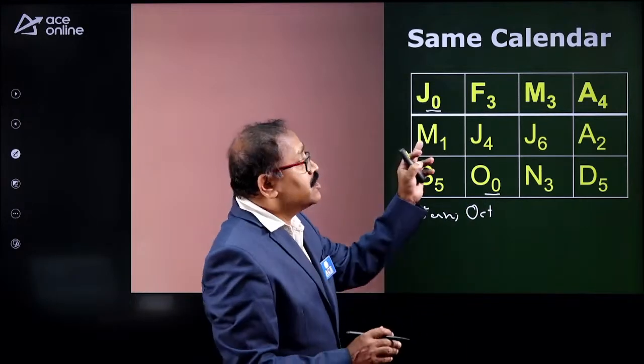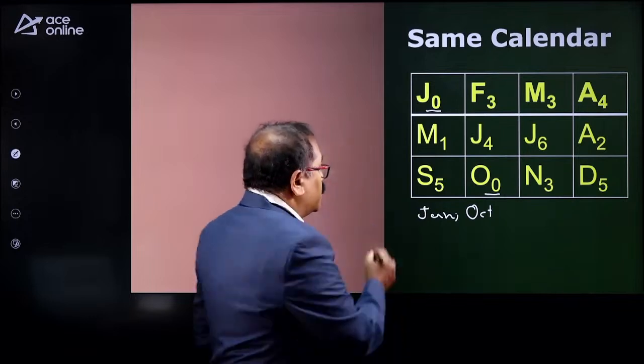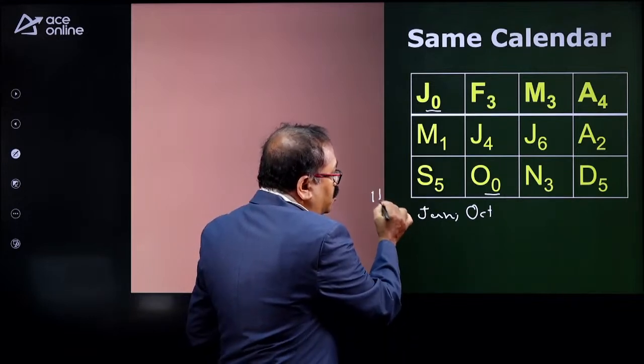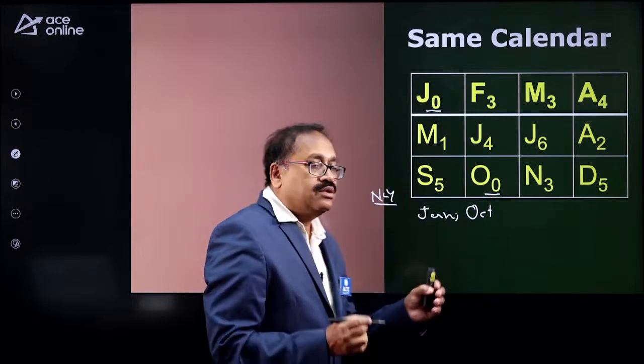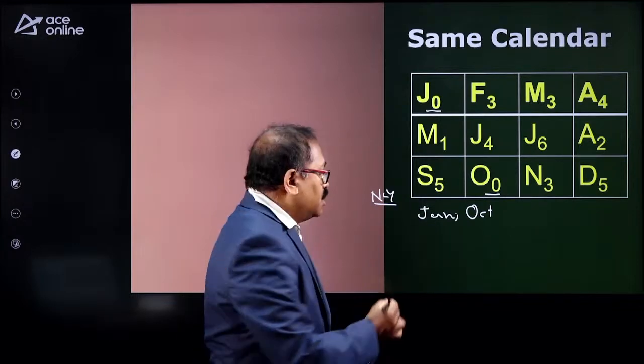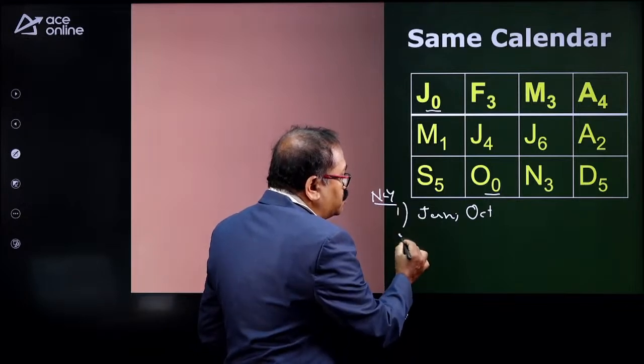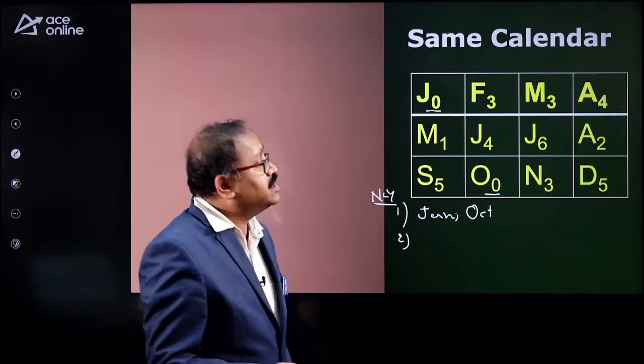And this is in case of a non-leap year. So I am writing over here, non-leap year. In that case, the January and October calendar will be the same. This is one case. Let's come to the second case where the codes of the month are the same.